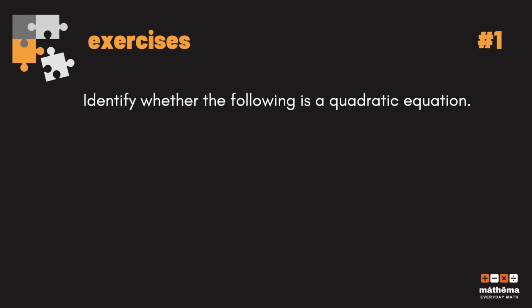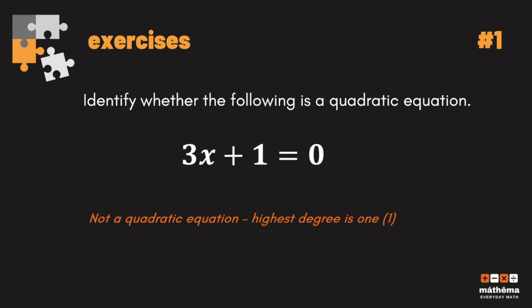So let's have some exercises. Number 1, identify whether the following is a quadratic equation. Is it a quadratic equation? What is again our first characteristic? The highest degree of exponent is 2. And look at our equation, the exponent of x is only 1. So therefore, this is not a quadratic equation. Highest degree is 1. That will be a linear equation.